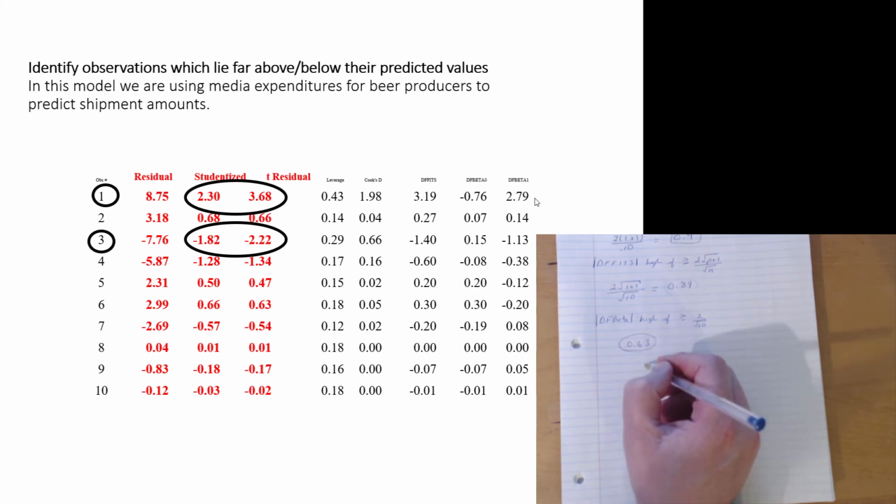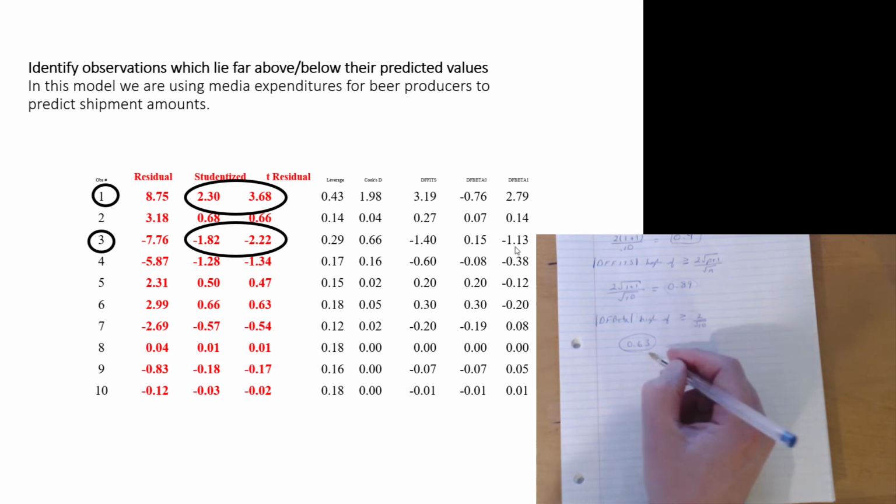And observation 1, unsurprisingly, shows this. And in DF beta 1 for observation 3, that number is higher than 0.63. So that's indicating yet one more, our third test statistic that shows that observation 3 is influential.